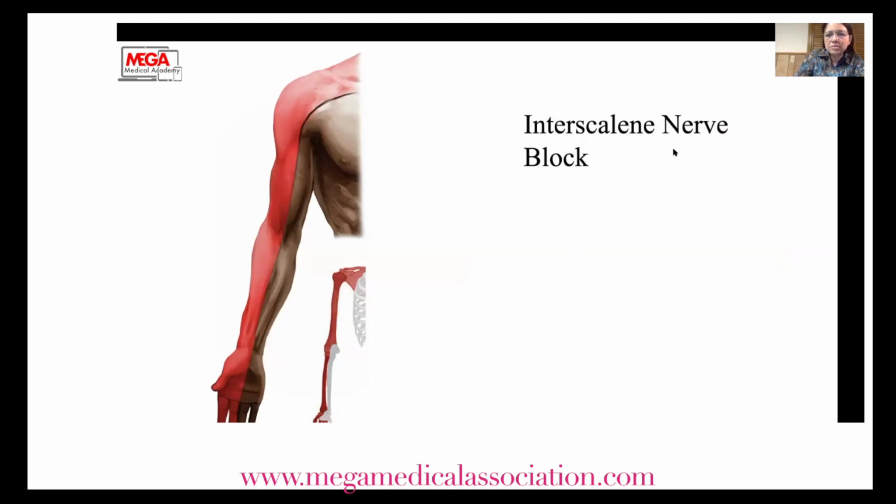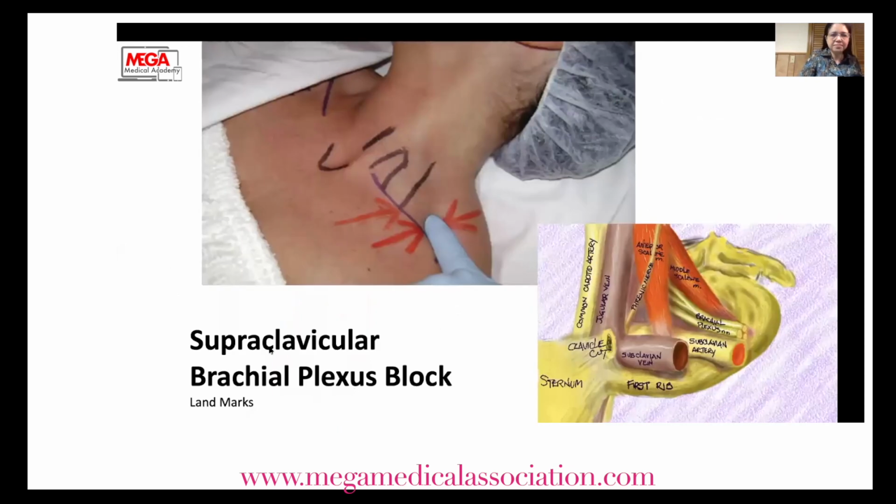If you want to do an interscalene nerve block, the indications for this block are usually shoulder surgery or a proximal humeral surgery. So usually this is the distribution, so it's not going to be good for anything on the medial side of the arm.